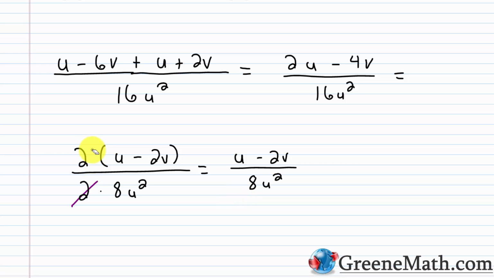Here, this is multiplication. I am multiplying 2 by this u minus 2v, by that quantity. I am multiplying 2 by 8u squared. So this is multiplication. These are factors, so I can cancel common factors. When I think about u minus 2v, these aren't factors. Okay, so I can't go through and just start canceling things. So it's very important that you understand that. We cancel common factors. All right, so again, the answer here is u minus 2v over 8u squared.